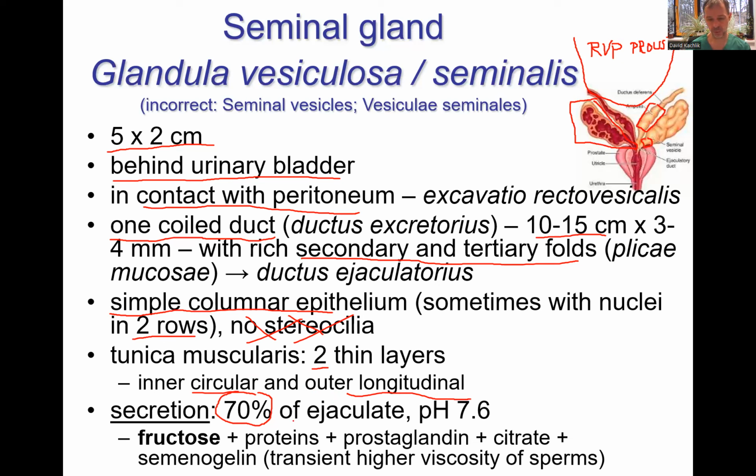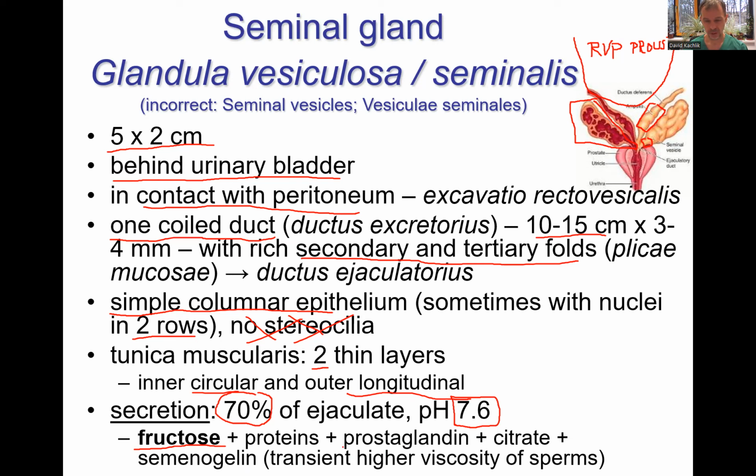The function is to produce fluid, which is alkaline. So this alkaline environment causes stop of movement of sperms, because the sperms now are moved passively. So it is not necessary for them to use their energy. And to bring them energy then for the movement, it's full of fructose.